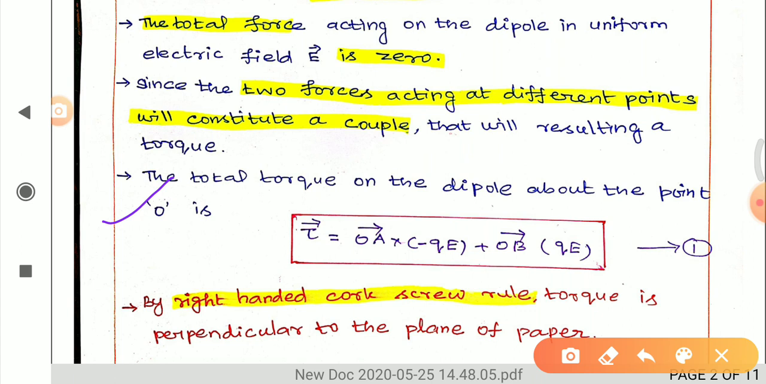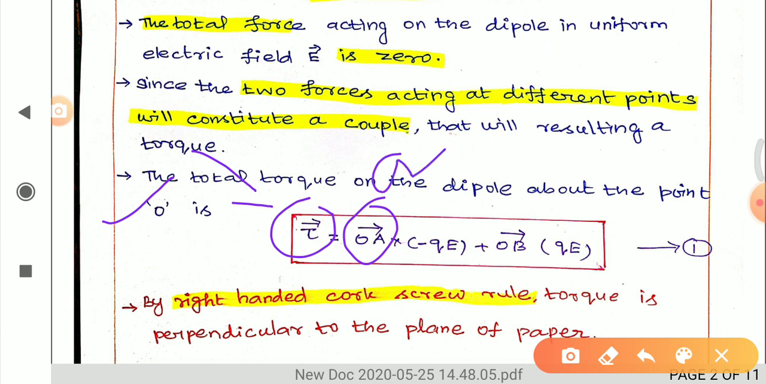is equal to, this tau is nothing but torque. Torque is represented by the symbol tau. How do we pronounce it? Tau. Okay, right. So tau is equal to OA vector cross minus QE plus OB vector cross plus QE. So OA is nothing but what?